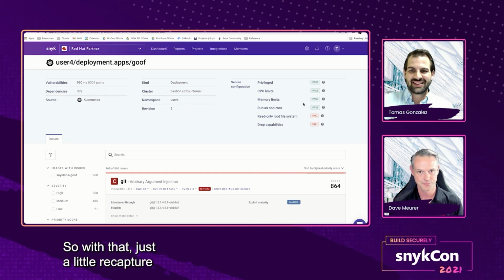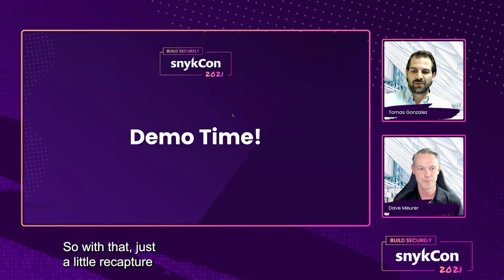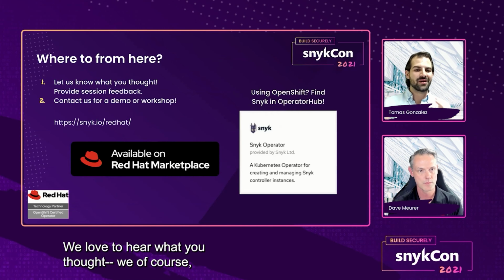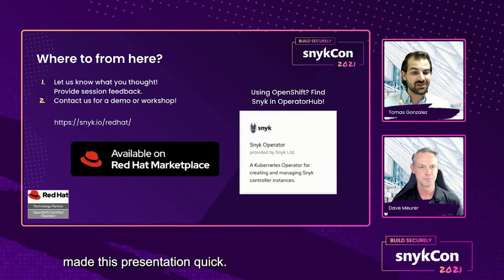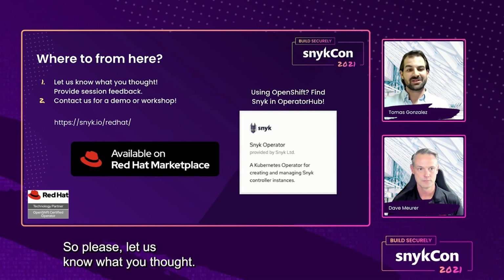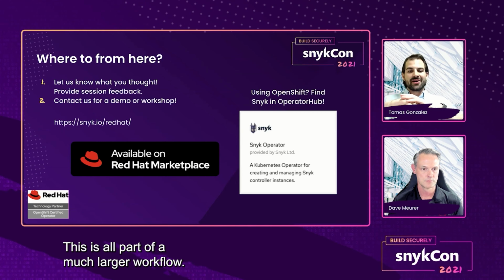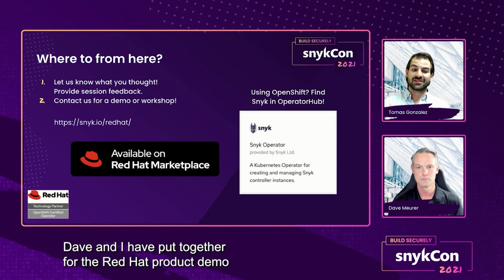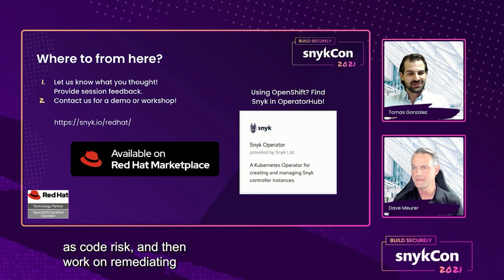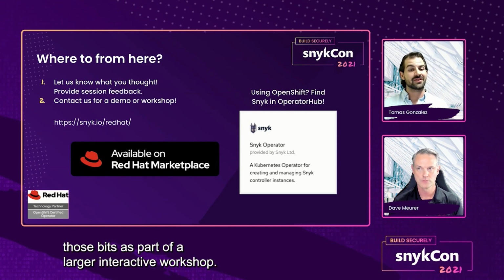So with that, just a little recap of what we just demonstrated. We'd love to hear what you thought. We, of course, made this presentation quick, focused purely on the infrastructure as code configuration elements. Please let us know what you thought. This is all part of a much larger workflow Dave and I have put together for the Red Hat product demo system, where you can work through finding the open source risks, the container base image risks, the infrastructure as code risks, and then work on remediating those bits as part of a larger interactive workshop.